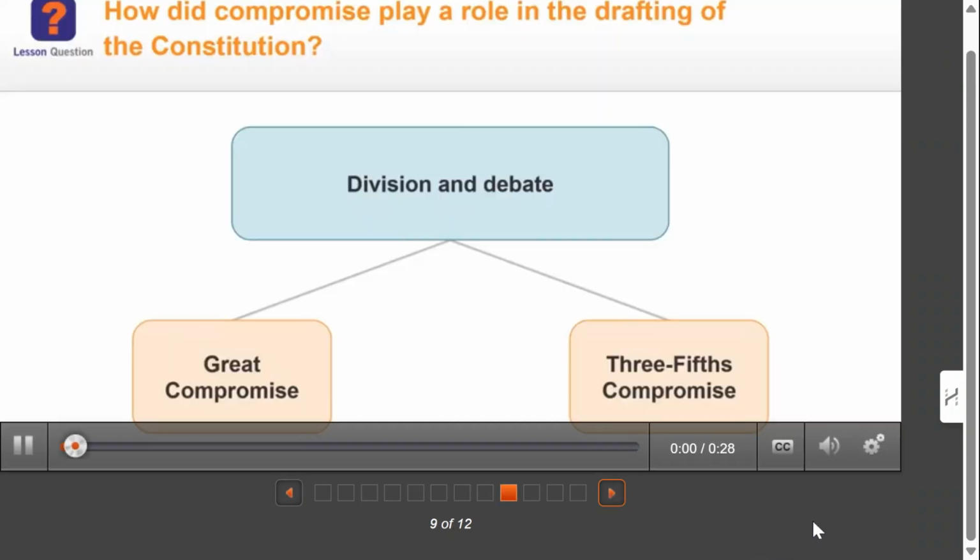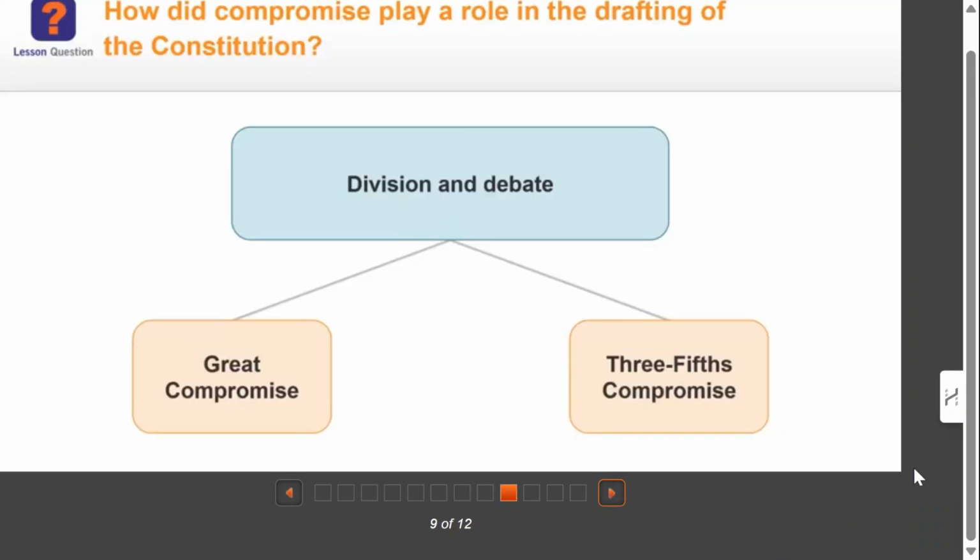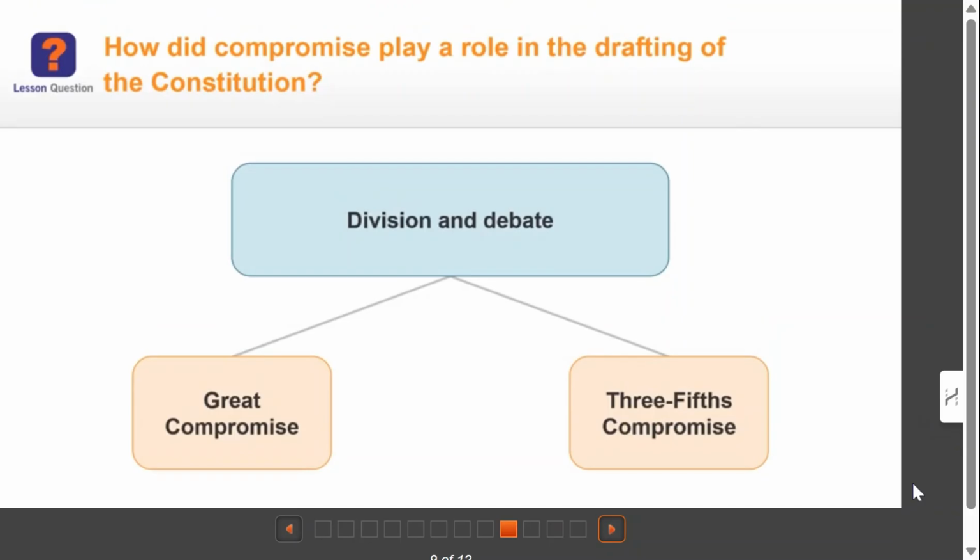You learned about the divisions between the different states, and you also learned about how one of these divisions was settled with the Great Compromise. Next, you will learn about what was called the Three-Fifths Compromise, which involved slavery in the United States and whether enslaved people would be counted in a state's population. Understanding this will help you answer the lesson question: how did compromise play a role in the drafting of the Constitution?